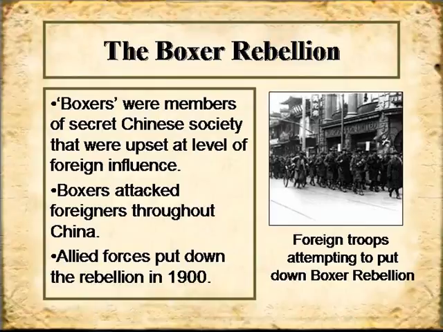They're upset at the amount of influence that foreign nations, specifically European nations, the United States, have in China, and they want to go back to the way things were before. So they actually attack and violently attempt to overthrow any kind of foreign influence in China. And this happens in 1900. There are a number of deaths. But Allied forces from all over Europe and Asia come to the aid of the Europeans that are in China and put down the rebellion in 1900.